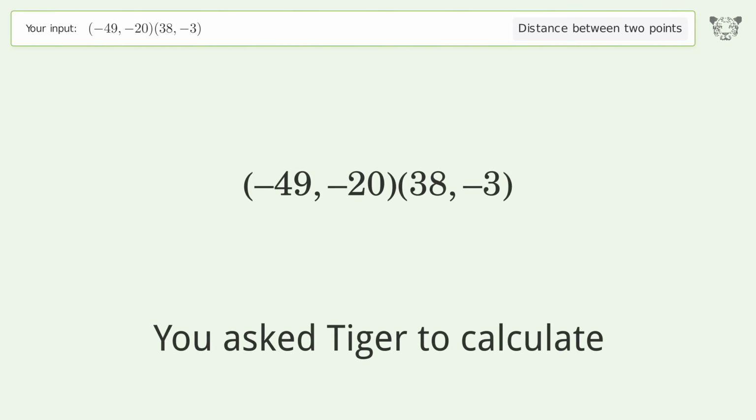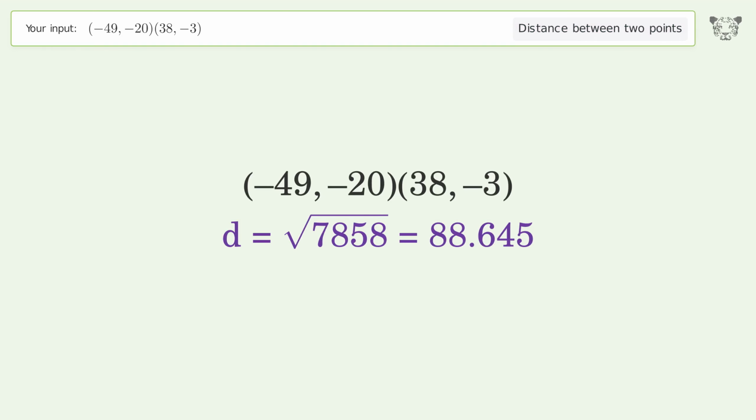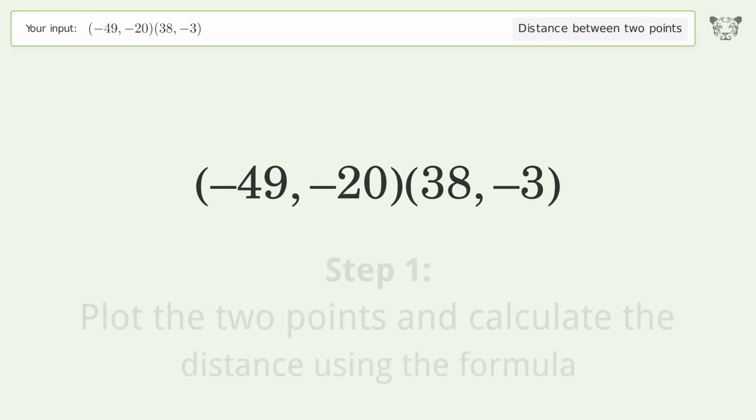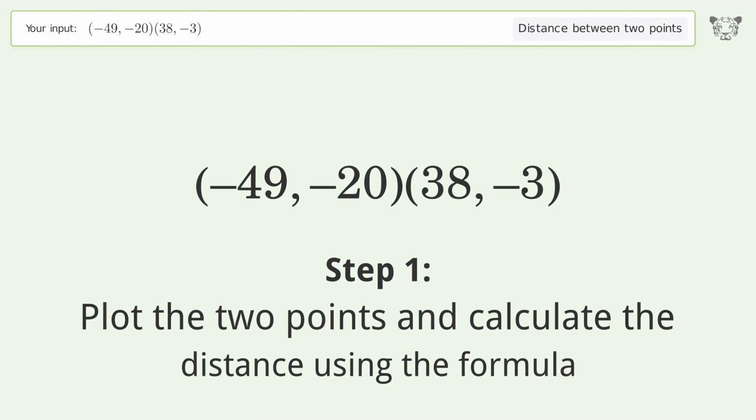You ask Tiger to calculate. This deals with the distance between 2 points. The distance between the 2 points is the square root of 7,858, or 88.645. Let's solve it step by step. Plot the 2 points and calculate the distance using the formula.